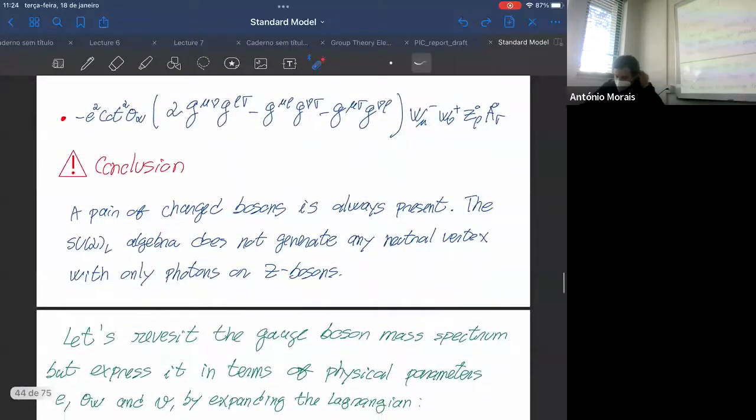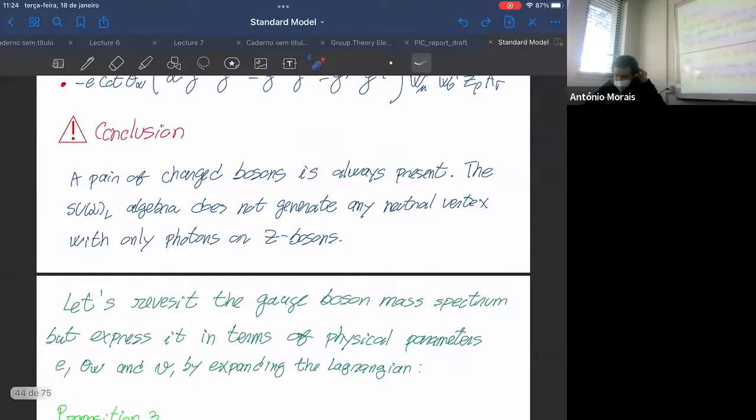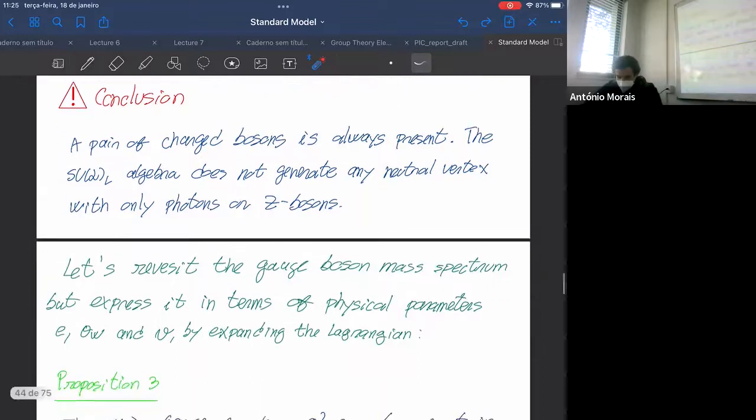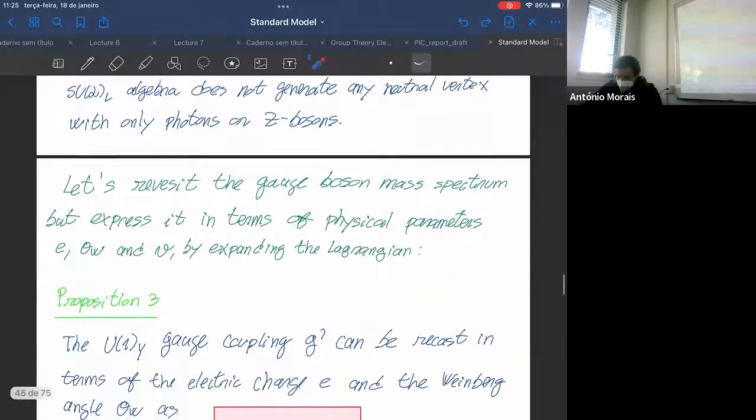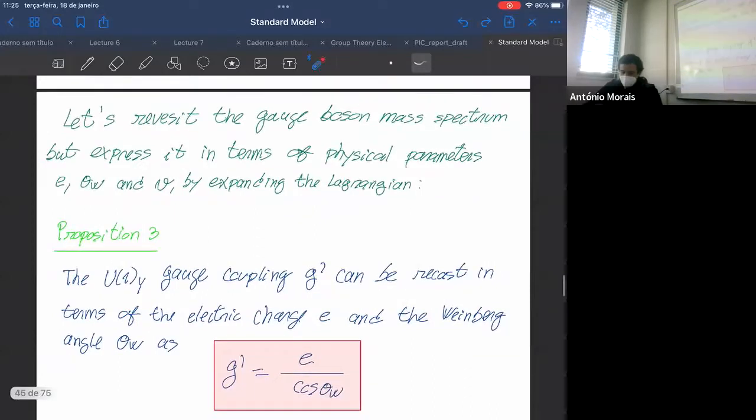So now let's revisit the gauge boson mass spectrum, but express it in terms of physical parameters. Now, e, theta, and v. This is what we are defining as physical parameters, things that we can measure. We can measure e, we can measure theta, and v we can also extract from other measurements like W boson and Z boson measurements, for example. So for this I come to this proposition first: the one gauge coupling g prime can be recast in terms of the electric charge e and one angle as e over cos theta.